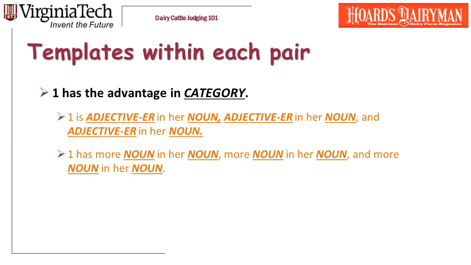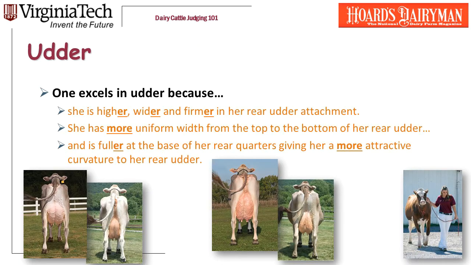Another way of doing the same thing: one has more noun in her noun. One has more depth in her body. One has more width in her chest, more spring in her rib. And now let's go ahead and have you listen to these.